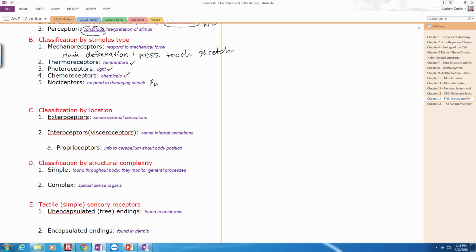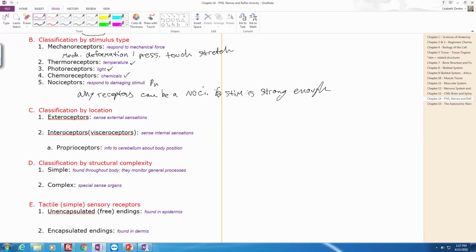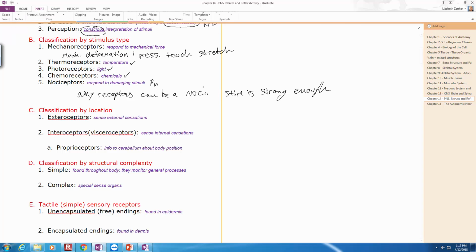So that's why we're saying any of those receptors can be a nociceptor if the stimulus is strong enough. Okay. So pain's a stimulus for nociceptors.